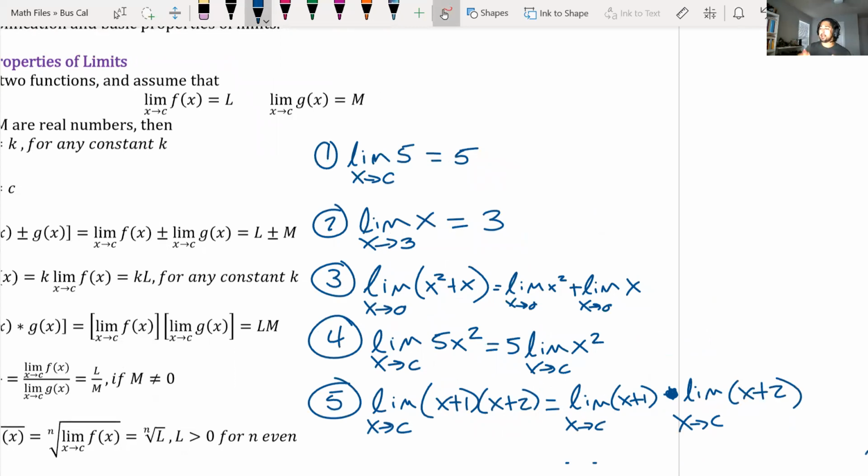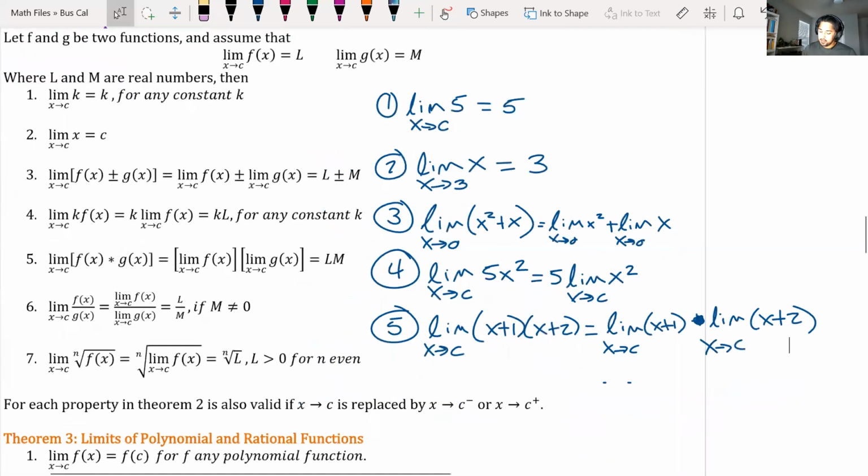So all I did was take 2 terms. It's multiple terms. It doesn't have to be 2. However many terms you have is how many limits you can split it up to. So I'm just keeping it simple by writing 2 terms there. I had 2 terms connected by multiplication, and now I have 2 limits connected by multiplication.